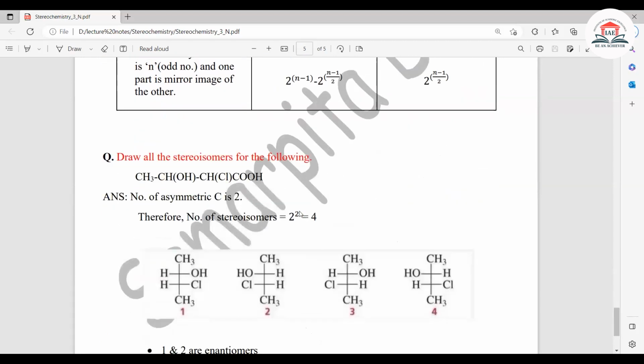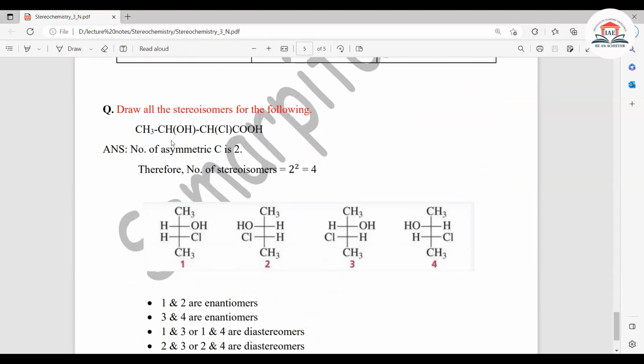Okay, so let's look at this molecule. Here, how many asymmetric centers are present? Now I will just number the carbons of this molecule: 1, 2, 3, 4. We should always start numbering from the CHO end. So 1, 2, 3, 4.